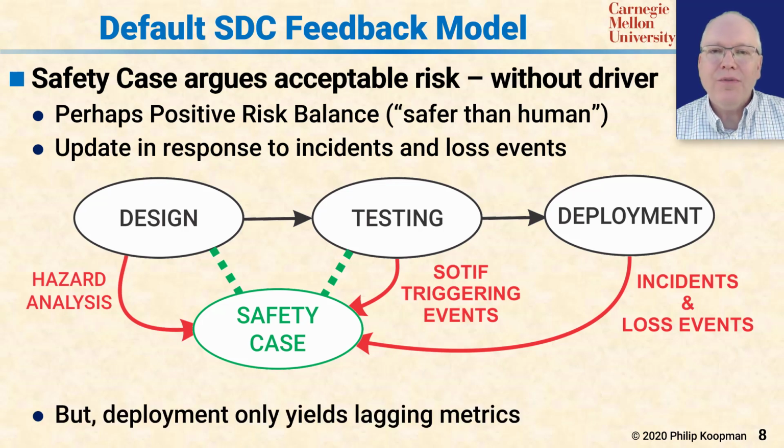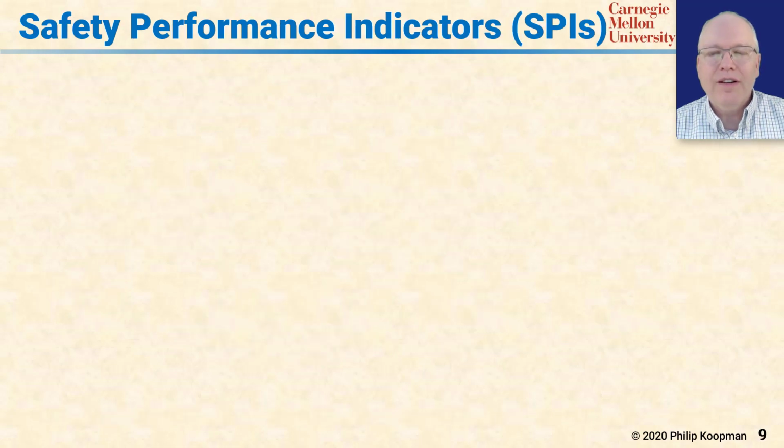Now, the issue with this approach, which is sort of the default if you just kept doing business as usual, is that there's no driver to mitigate risks at runtime. And so you're waiting for a crash or an incident before you actually know something's wrong in your deployment and you update the safety case. And you really want to do better than that. You somehow want to know that something's going wrong before it's likely that there's been a crash. To do this, we use safety performance indicators, SPIs.